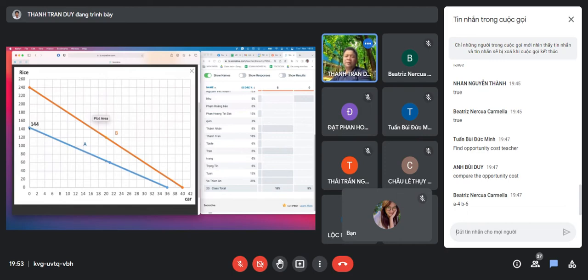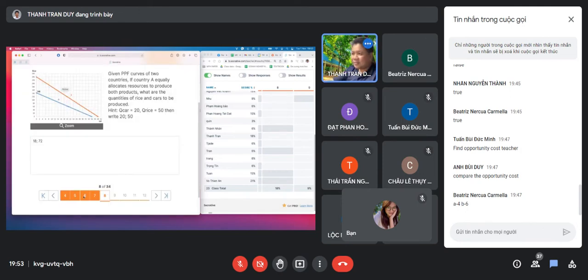And then 144 divided by 2 is 72. It means 50% of labor will be used to produce cars, and we have 18 cars. We use the remaining 50% of labor to produce rice, and we take 144 divided by 2, and we have 72. Is it okay? Yes, sir. Thank you. Okay, good.